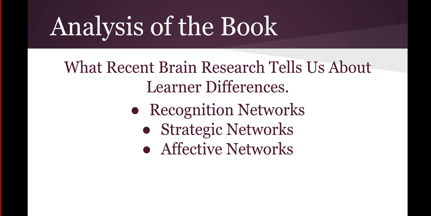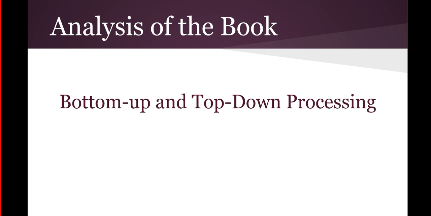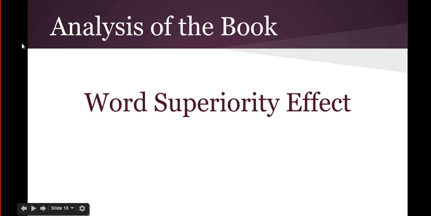Each of the three networks requires bottom-up and top-down processing. Bottom-up processing is something external going into the brain, such as vision. Top-down processing is something internal being retrieved, such as prior knowledge or pattern recognition. The word superiority effect constrains the bottom-up processes of individual letter recognition and leads a reader to rely more on his or her expectation of what letter will come next and less on the actual visual features of those letters.